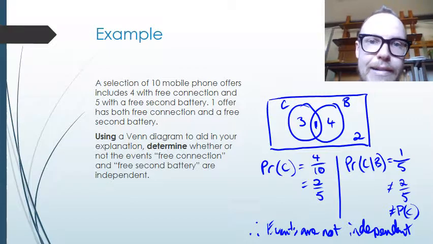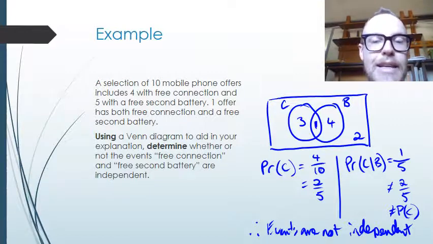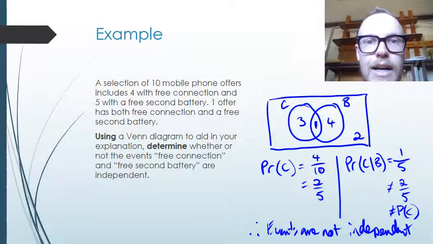If we think about our learning goals for this lesson, we're looking at being able to determine whether or not events are independent. Events are independent if the probability of their outcome is not affected by any other previous outcome occurring.